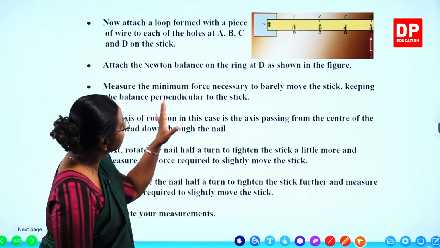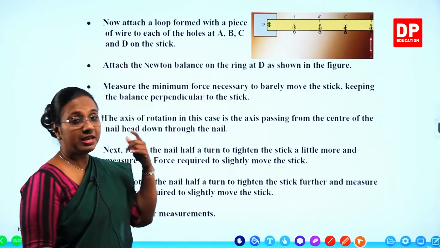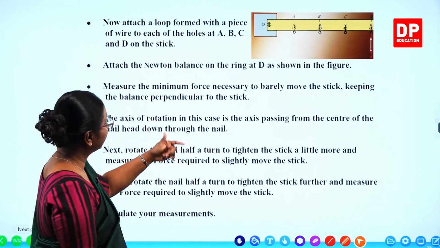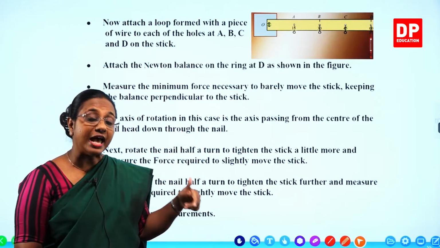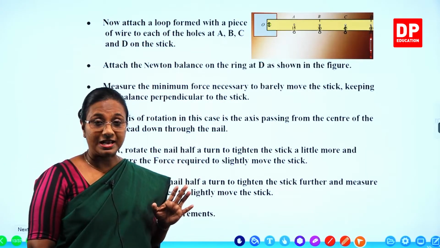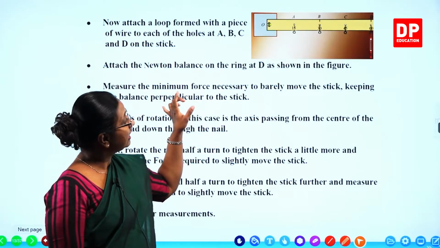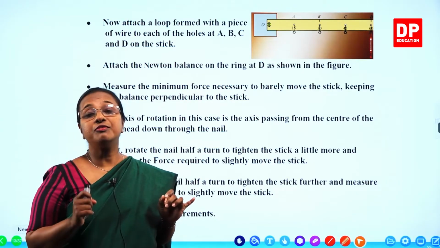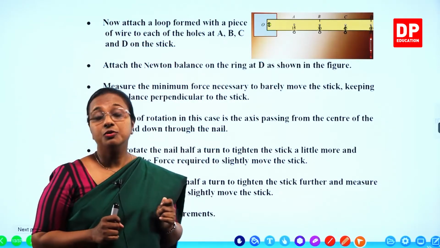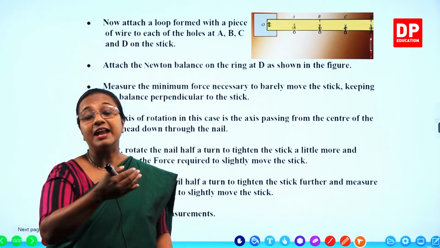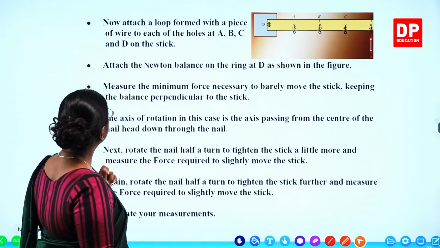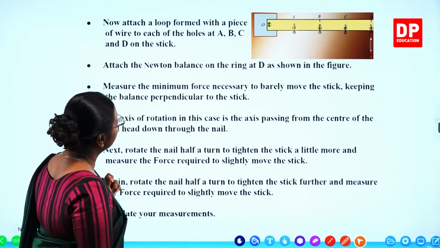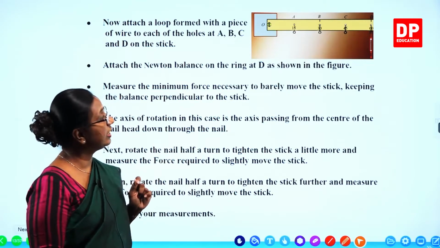So you can either attach a wire, tie a wire through the hole and make it like a loop, and to that you can attach the Newton balance, or else directly we can insert the hook of the Newton balance into the hole A, B, C or D and we can try to move the plank. Either way is okay, students. Then attach the Newton balance on the ring at D as shown in the figure.